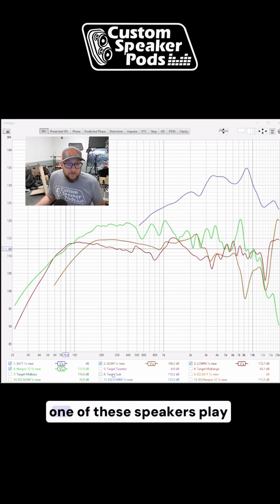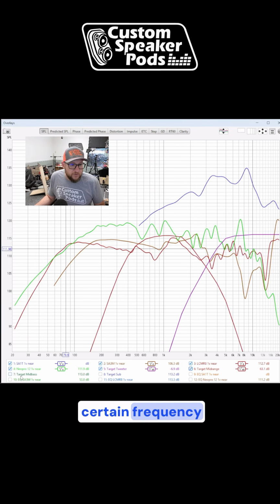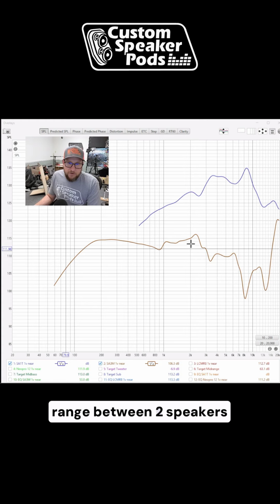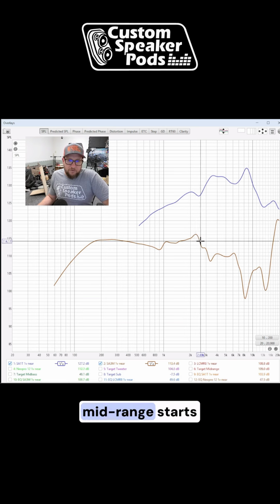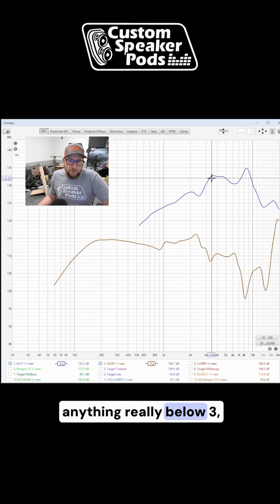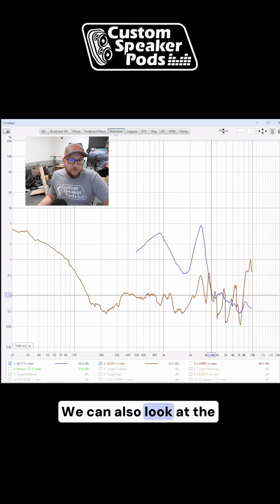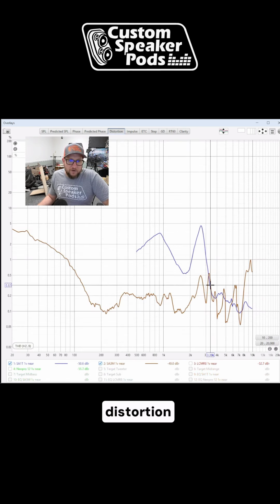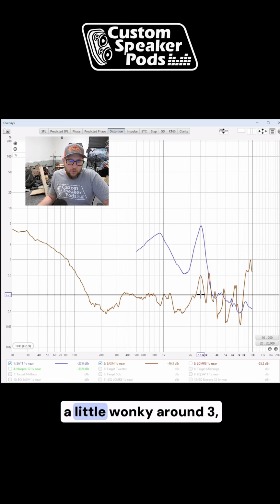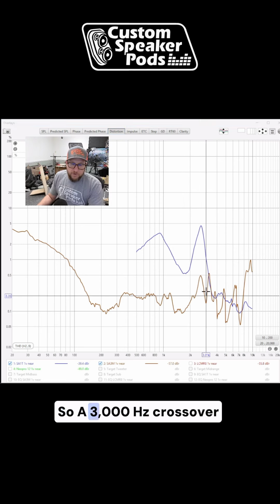And the goal is to have each one of these speakers play a certain frequency range that is determined by our target curve. A good way to set the crossover range between two speakers is to look at the limitations of the individual driver. The output of the mid-range starts dropping off around 3000 Hz, whereas the tweeter can't play anything really below 3000 Hz. We can also look at the distortion graphs and see that the tweeter distortion starts rising about 3000 Hz, and the mid-range starts getting a little wonky around 3000 Hz. So a 3000 Hz crossover point would be perfect for these two speakers.